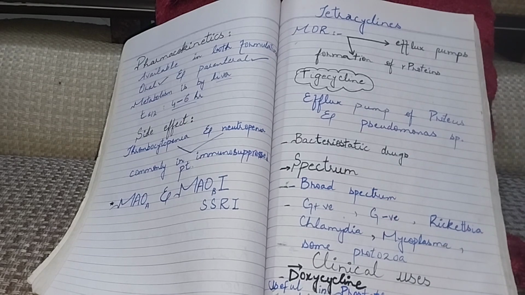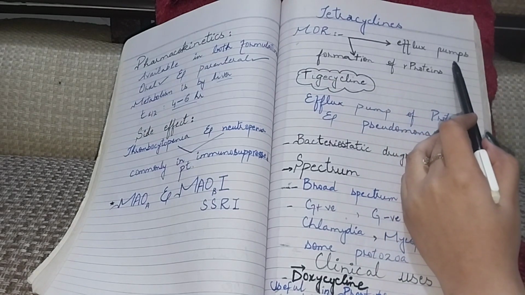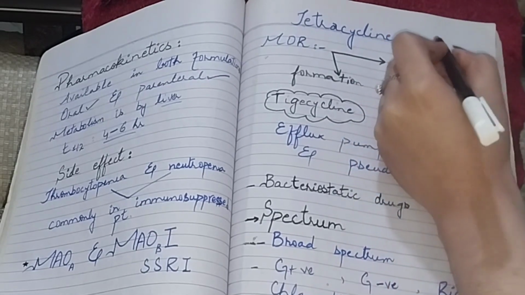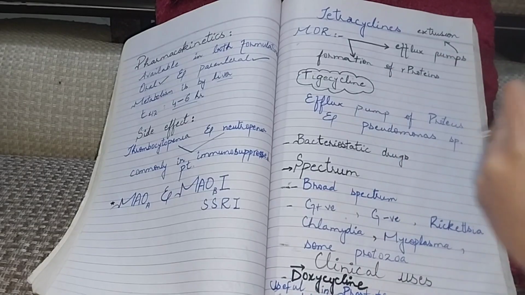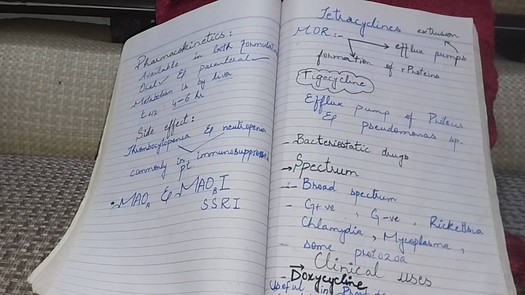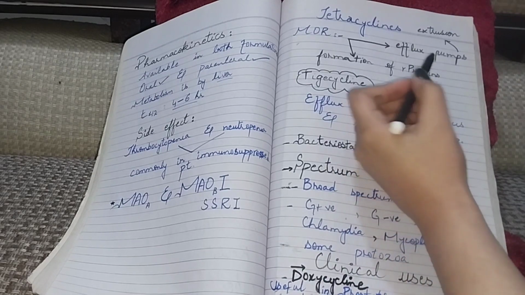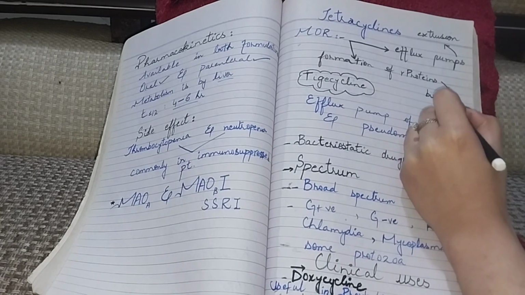About the resistance, resistance to most tetracyclines is widespread. Mechanisms of resistance include the development of an efflux pump mechanism, which is for active extrusion of the drug, and the second mechanism is the formation of ribosomal protection protein that interferes with the binding of tetracyclines.